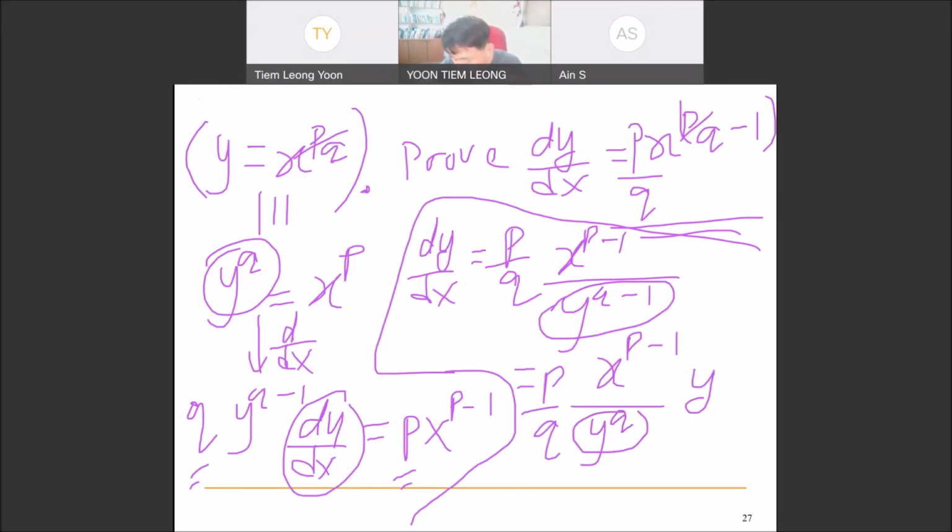If you think about it, you should be able to understand this. Then I'm going to continue writing this here. p over q times x to the power of p times y inverse. Now what is y^q? According to this expression, y^q is just x^p. So here you have x to the power p, and then you have y. Now y is just x to the power of p over q.